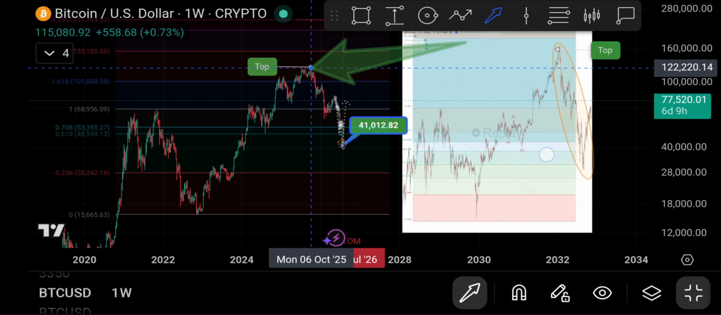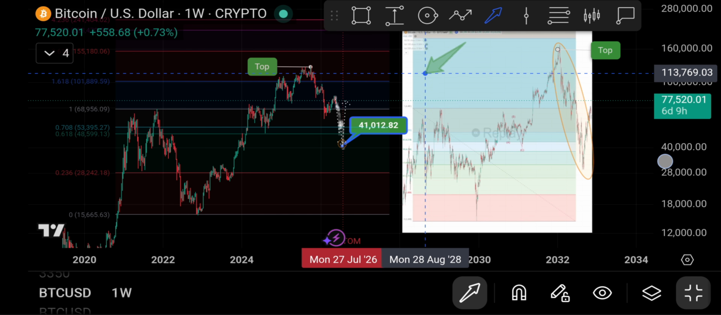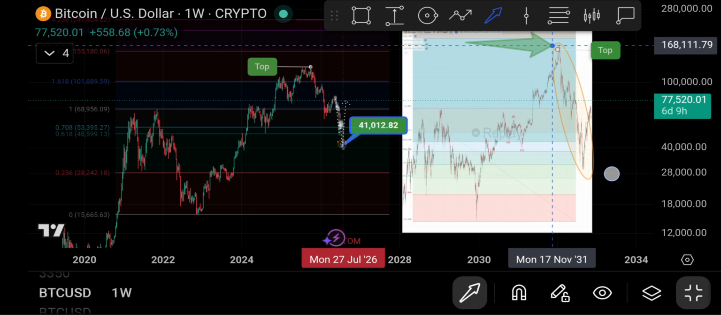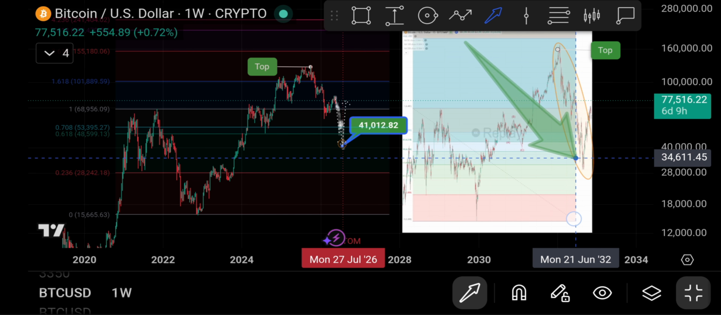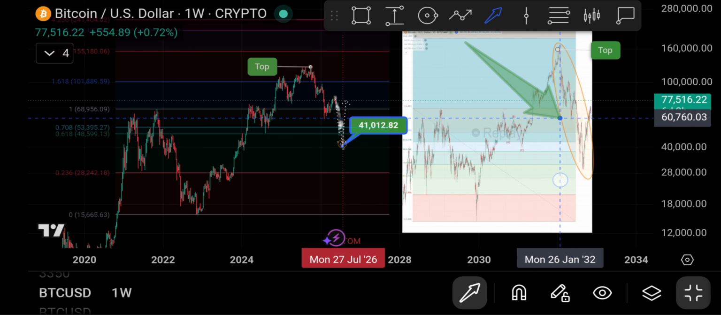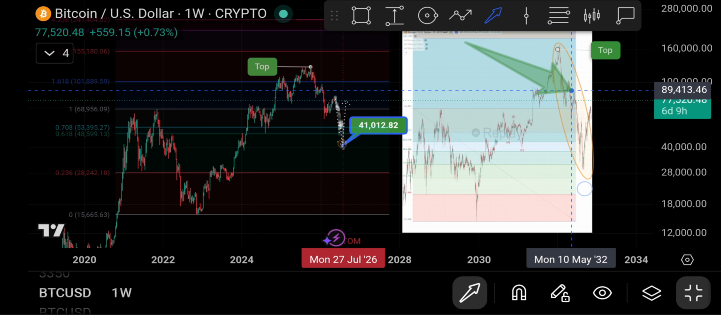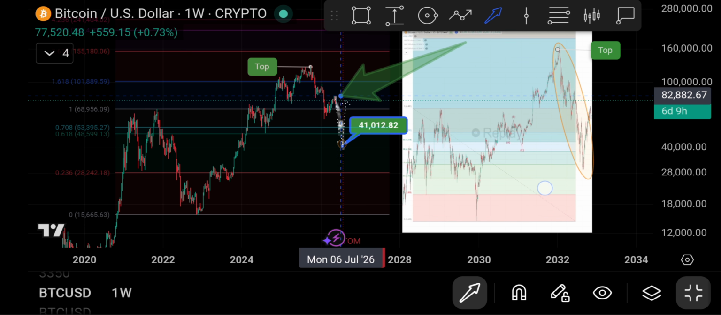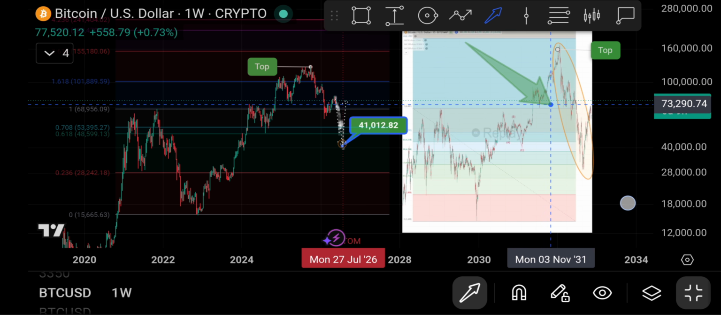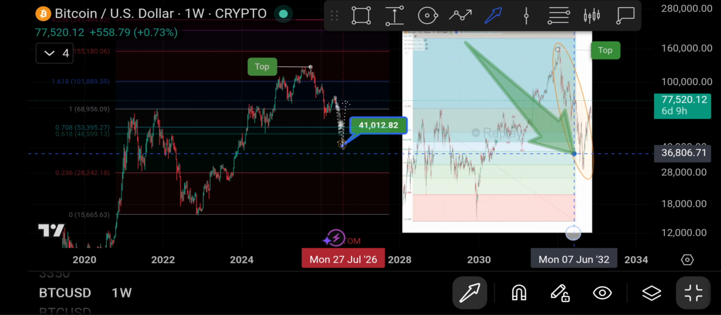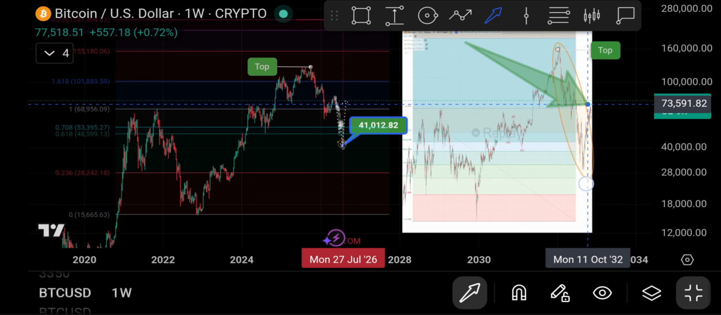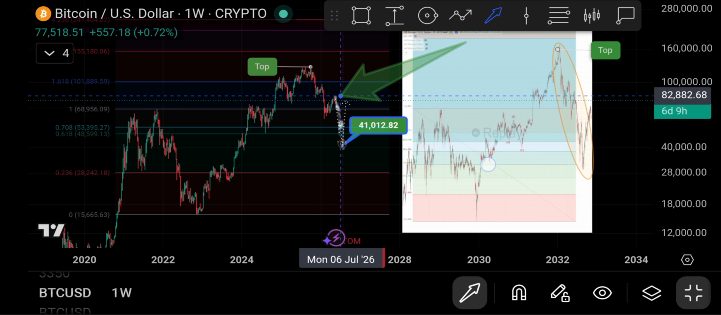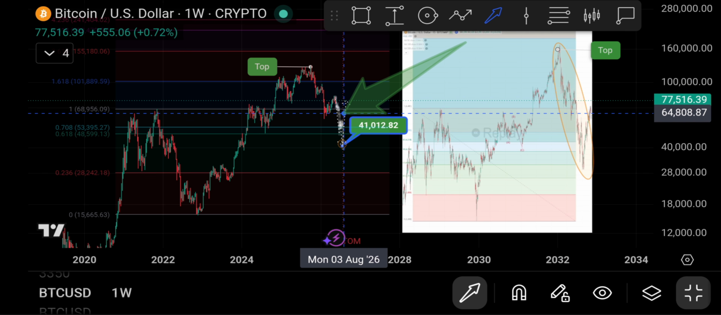Also, we have it here, and we have the top. And after the top, we have a big bear market. And it seems we are exactly like in here, before the big drop. And after the big drop, we have two impulse waves to the downside and a V-shaped recovery. That's the idea inside of here.